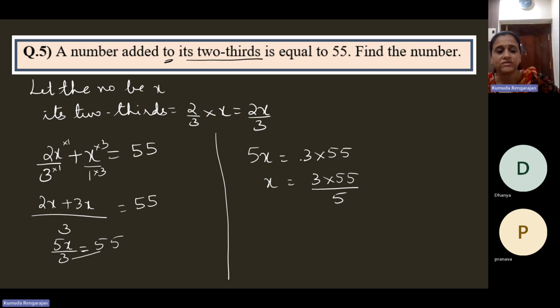Or you can also do it like this: cross multiply, take 3, so it will be 5x is equal to 3 into 55, and then bring 5 for division, 3 into 55 by 5. So 5 ones are 5, 5 11s are 55, x is equal to 33. Therefore, the number is 33.